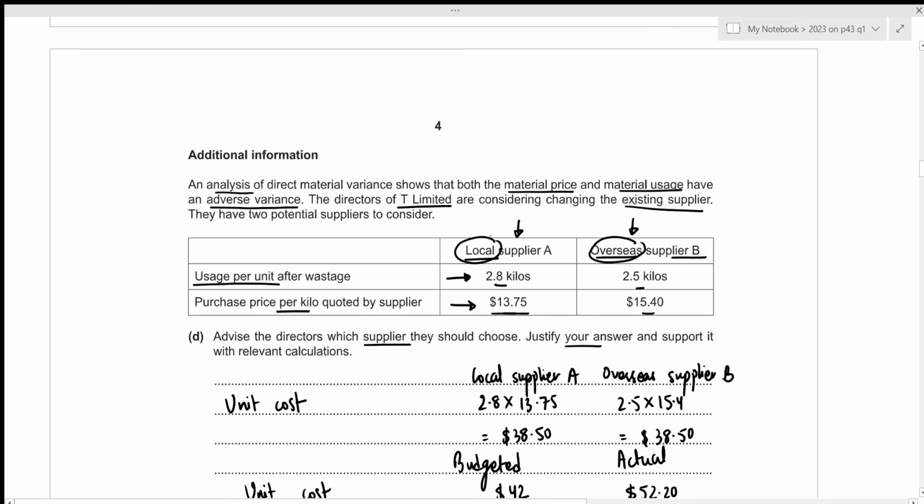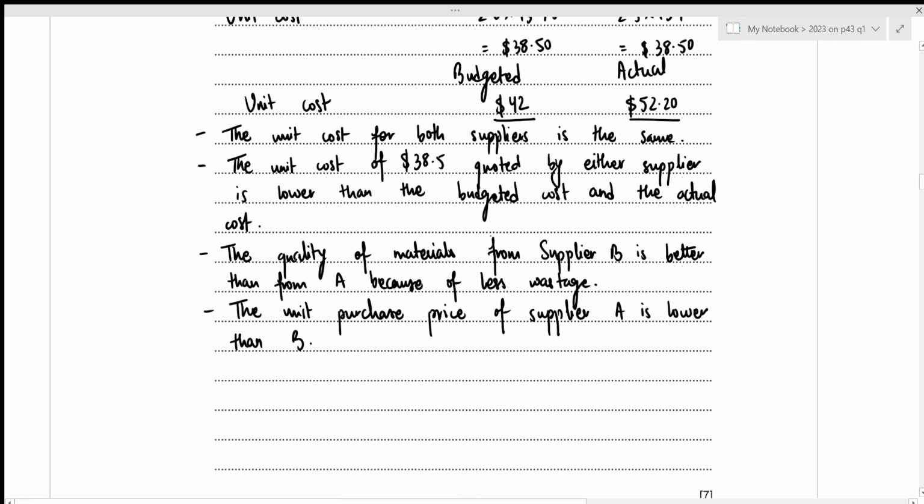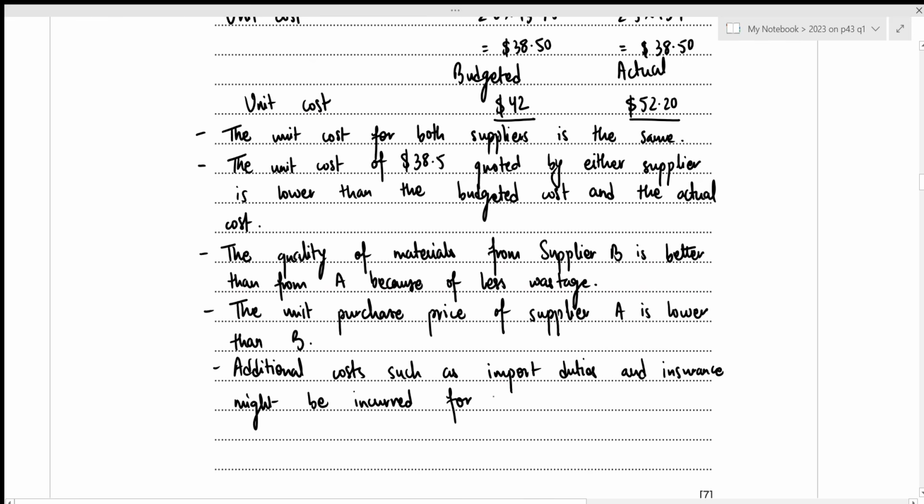And another important factor to be considered is that supplier B is overseas, whereas supplier A is a local supplier. So the difference in this case is that the additional cost might be incurred for supplier B, and these additional costs might include import duties as well as insurance charges. So additional costs such as import duties and insurance might be incurred for supplier B.